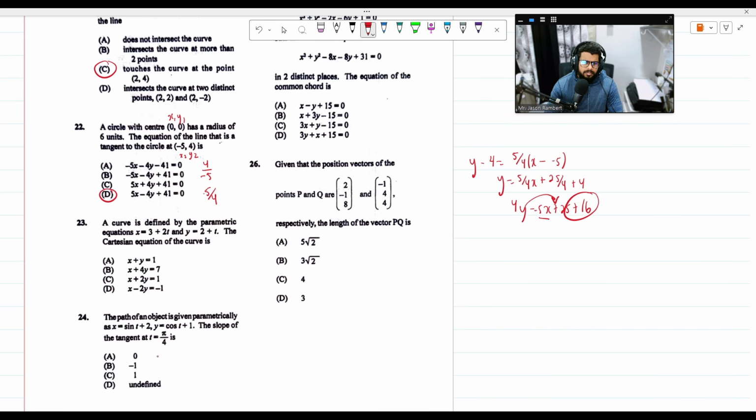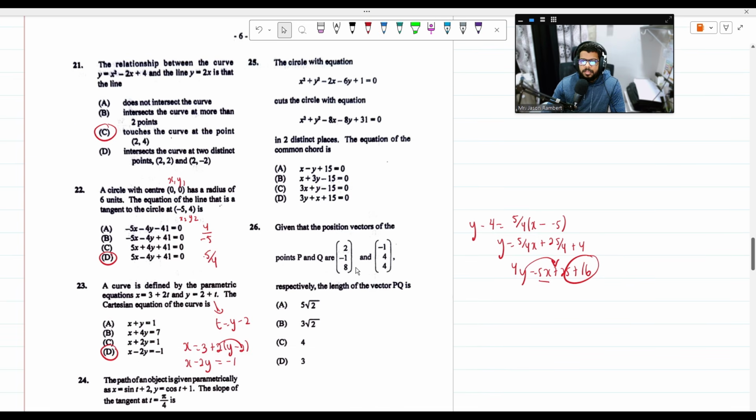A curve is defined by the parametric equations that and that, the Cartesian. So from this, t is equal to y minus 2. So x is equal to 3 plus 2 into y minus 2. We have the x first, then we have the y. So 2y bringing across becomes minus 2y. And this becomes 3 take away 4 is minus 1. X minus 2y is minus 1. D is the answer. This is a repeat, number 24. We get negative tan t.